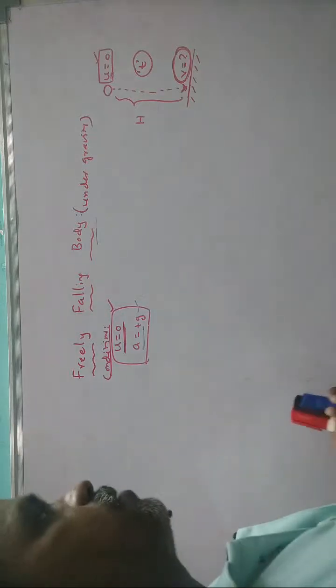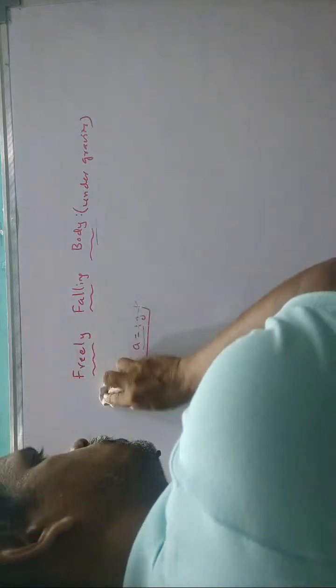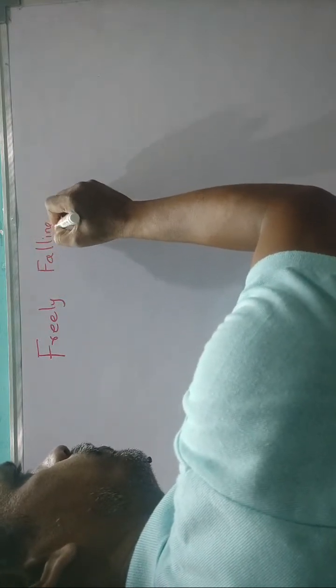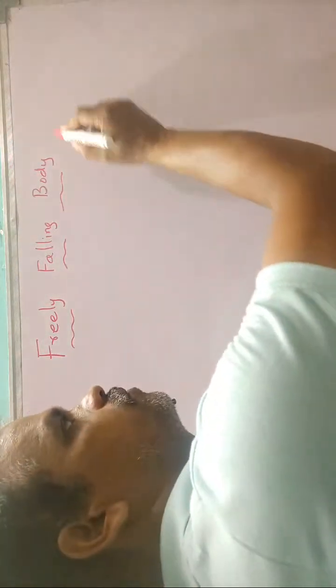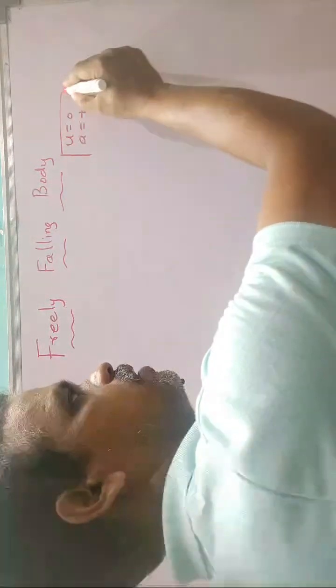So here we will check by using kinematic equations. I will check. So conditions, I'm writing on top of this: freely falling body. Freely falling body. Conditions are u equal to 0, a equal to plus g. These are two conditions for this case.